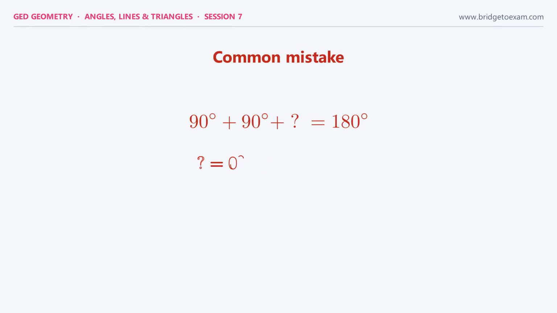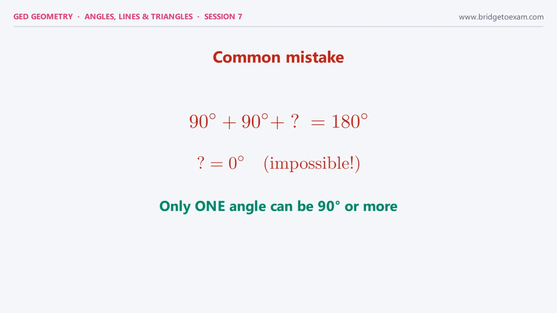Now the common mistake. Students sometimes think a triangle could have two right angles, or maybe a right angle and an obtuse angle together. It can't. The three angles are locked to a total of 180 degrees. A single 90-degree angle already leaves only 90 to split between the other two corners. So only one angle in any triangle can ever be 90 or more.